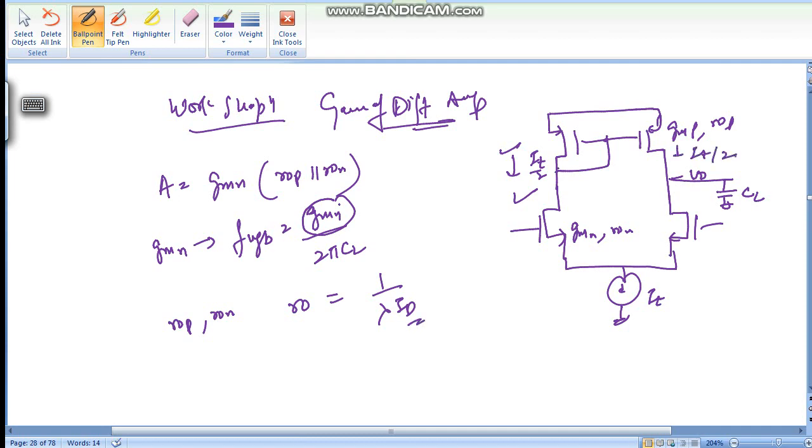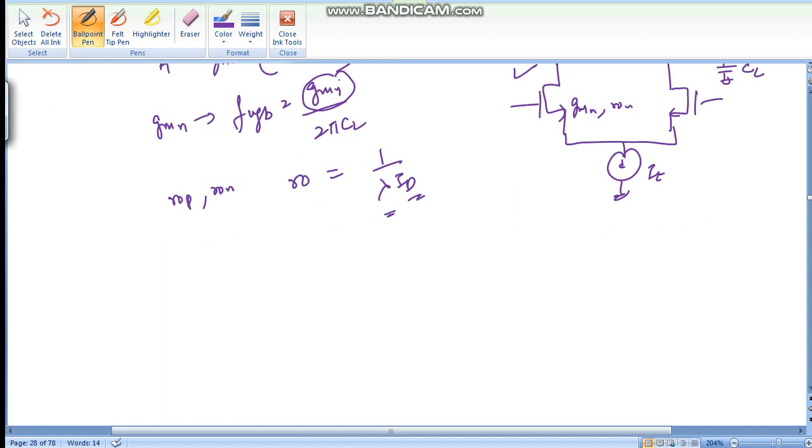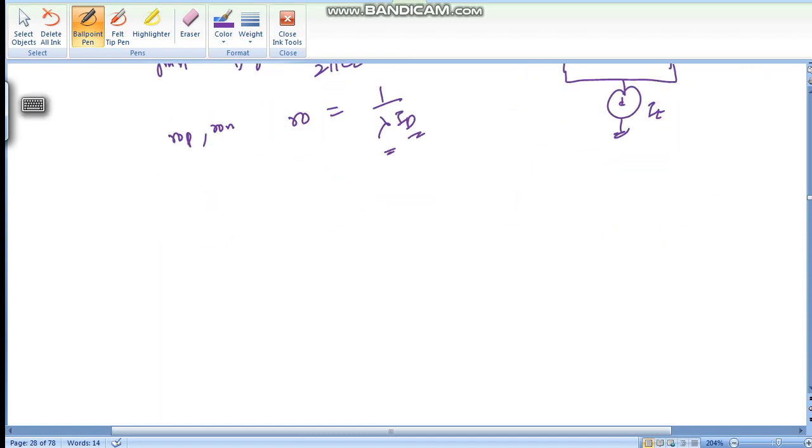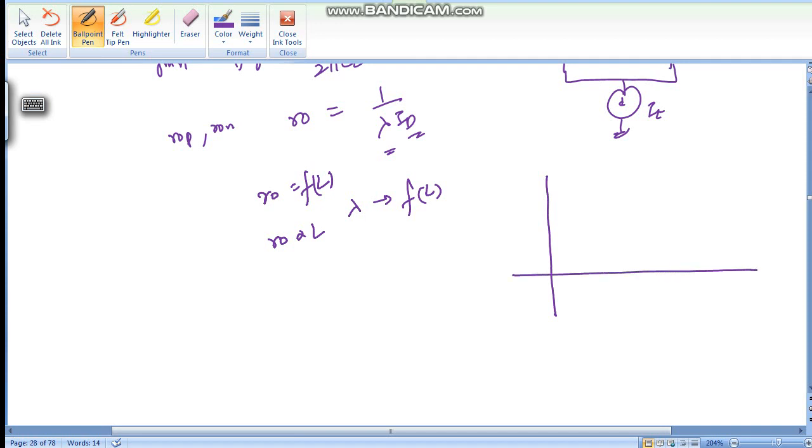Now we know ID, we need to find out what is lambda. For finding lambda, lambda actually depends upon the function of length. So you can say RO is a function of length. RO is directly proportional to the length of the device. So we plot the ID versus VDS curve. This is VDS, this is ID for N and PMOS both, and this is the linear region, this is the saturation region.